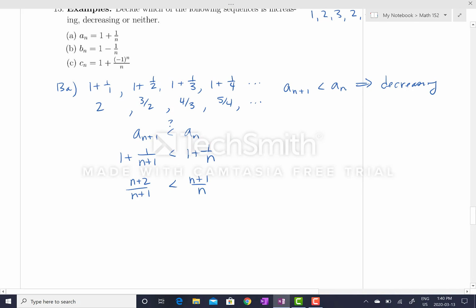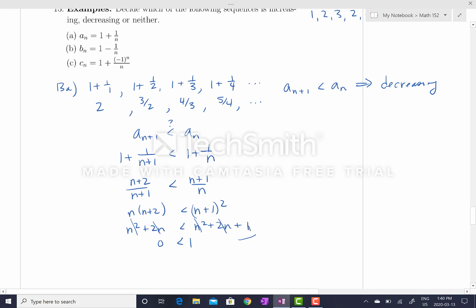Okay. Then I am cross multiplying, and I'm getting n times n plus 2 less than n plus 1 squared. I'm going to expand, and then I'm taking a look, and I end up here. I can cancel some stuff here like that, and I get 0 is less than 1. That is a true statement.